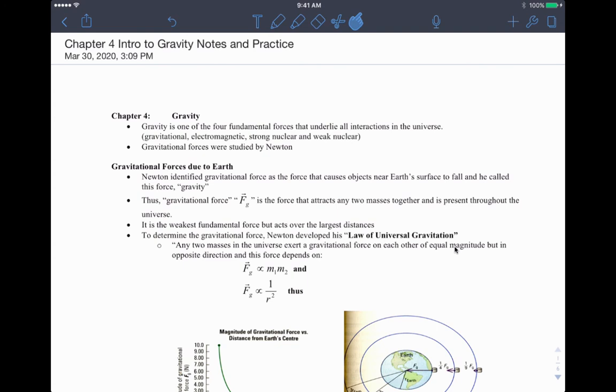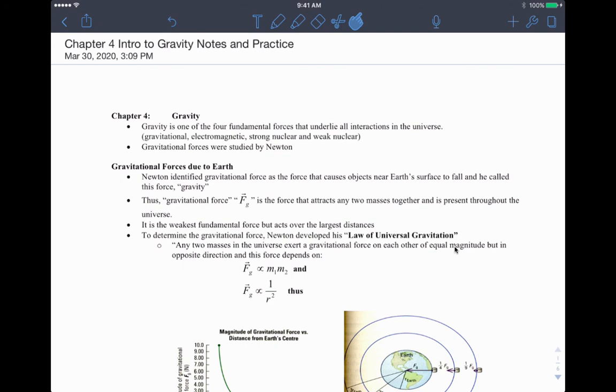Newton classically studied gravity. In fact, up to his day, no one had really been able to explain why the moon orbits the Earth, for example, or why the planets orbit the sun, because no one really understood gravity. Newton proposed that and actually came up with a formula for that. So that's what we're going to look at today.